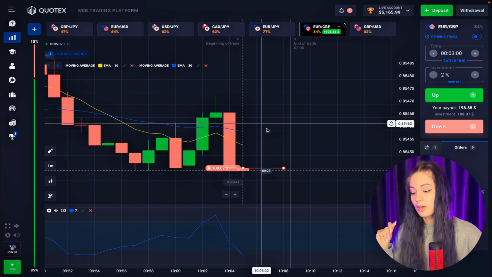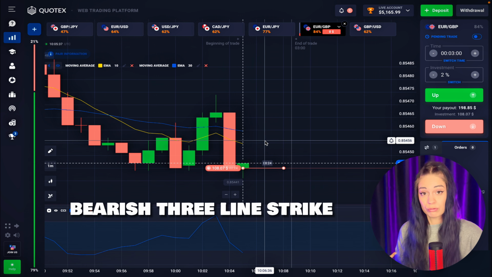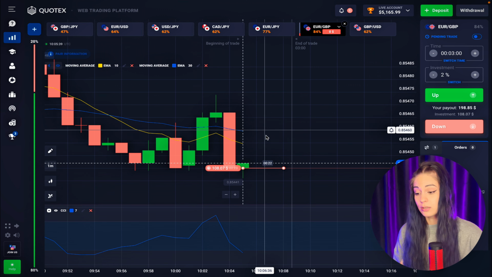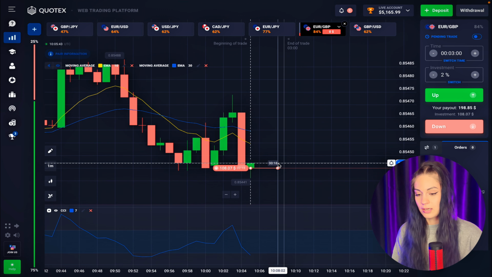3 previous candlesticks, and it's called a bearish three line strike. This is a really good sign that the price is gonna go down, and of course in this case we're opening our deal for a downtrend, and let's see what's gonna happen in 3 minutes.